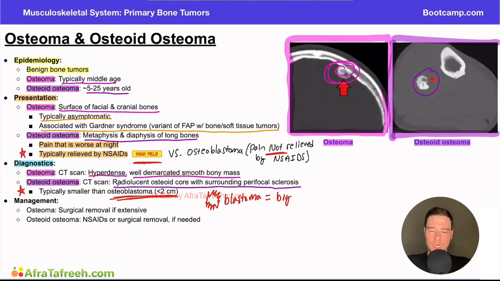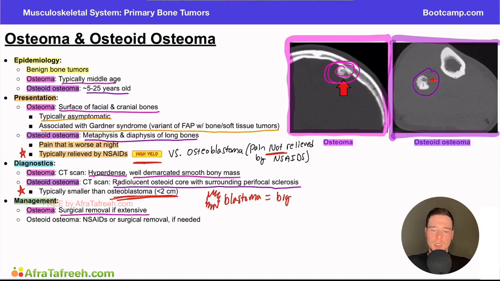Now, when we move on to our management options here, for an osteoma, you typically will take it out surgically if it's symptomatic and extensive. Again, a lot of these primary bone tumors, if they're not causing any symptoms, they're not a big deal, right? It's really if it becomes symptomatic that we start having to treat them or remove them from the patient, or in some of them that we worry about malignant transformation.